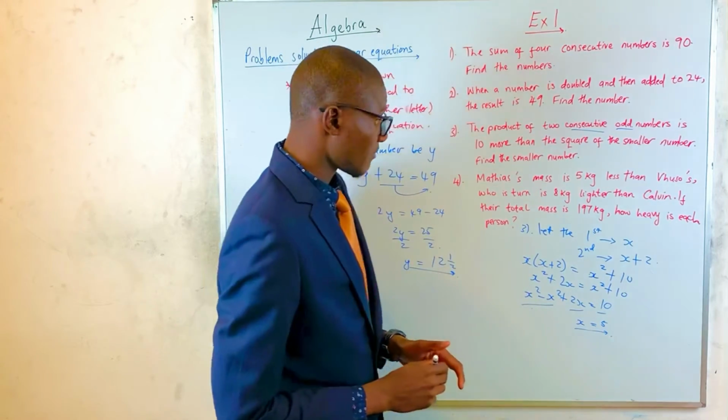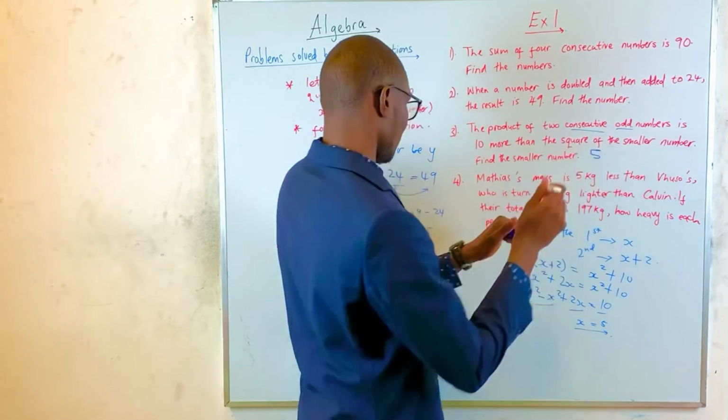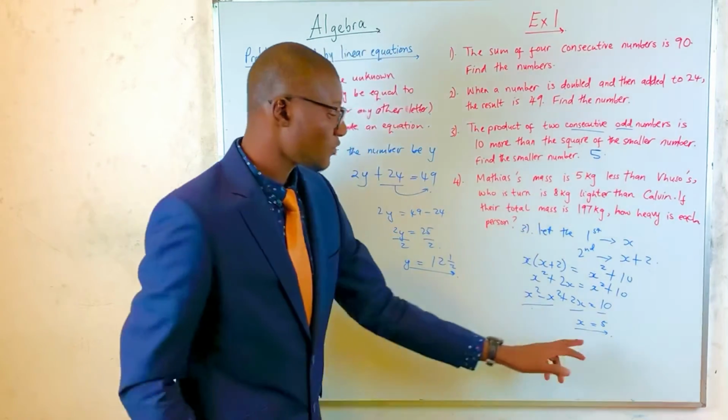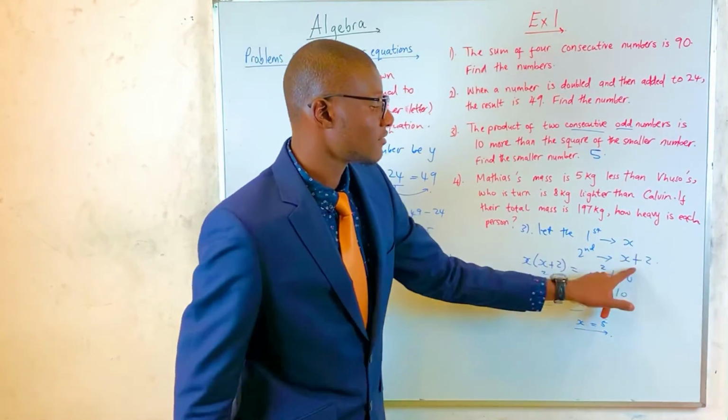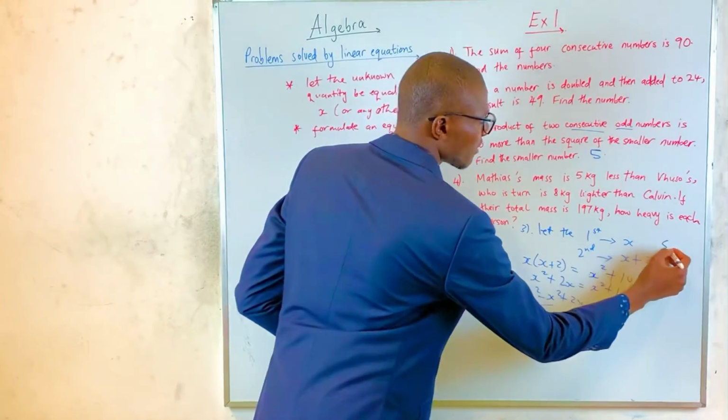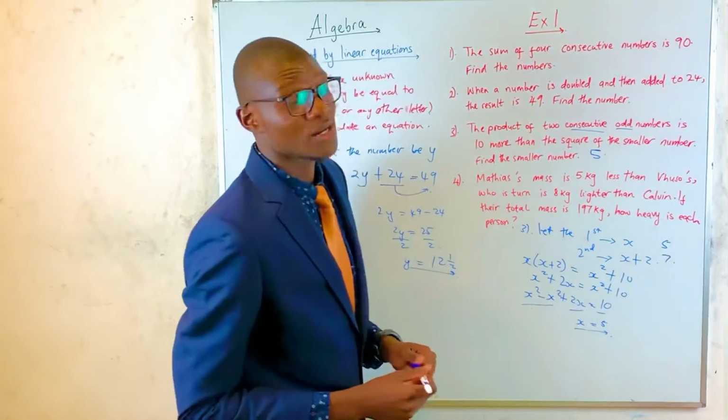So the smaller number here is equal to 5, right? So if you want to prove it, we can say 5, then 5 plus 2 is 7. So it means 5 and 7 are the two odd numbers that we have.